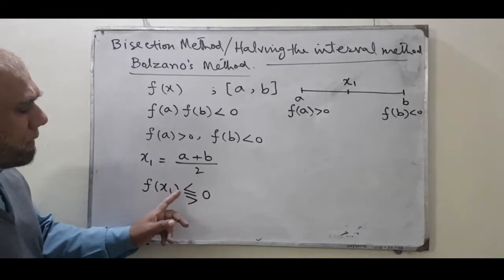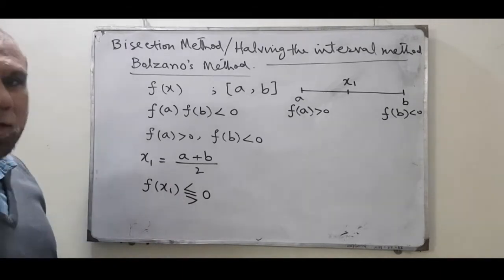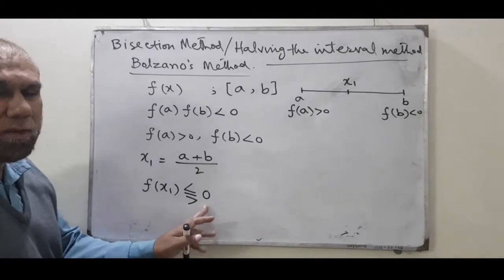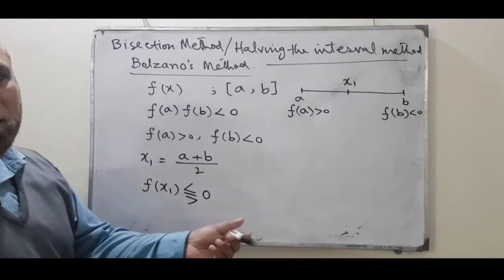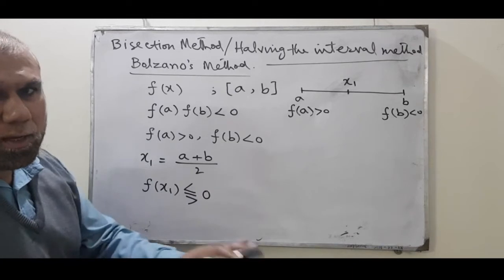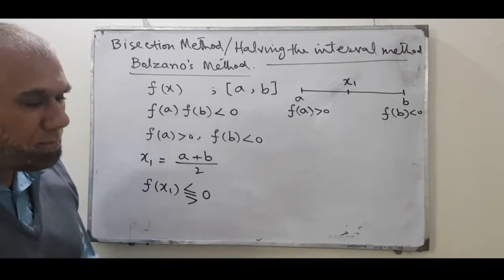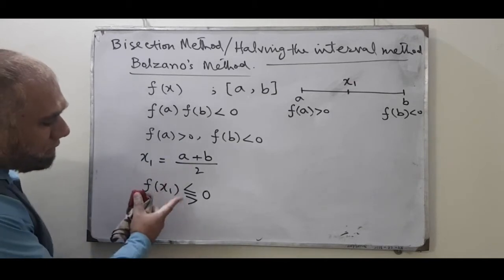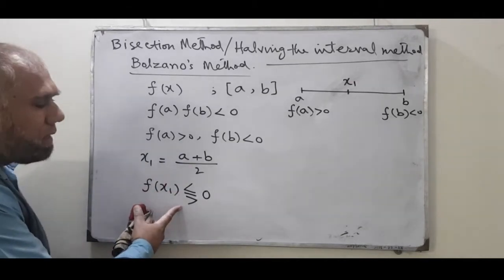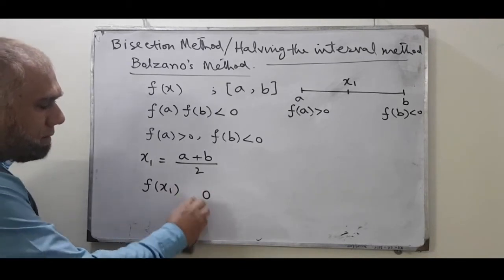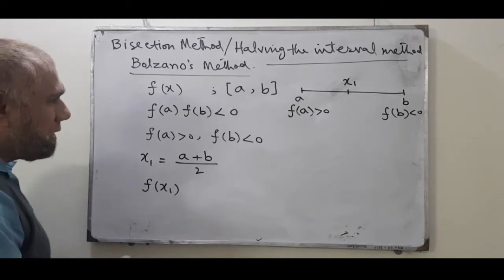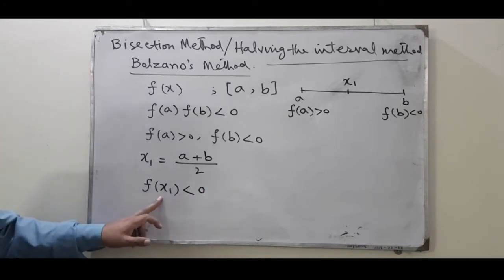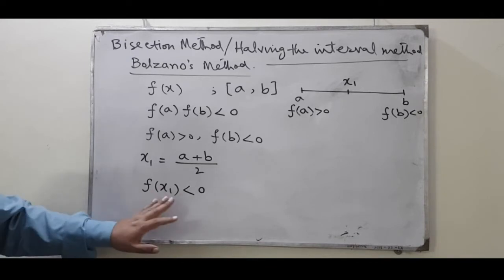We consider the case whenever it is not equal to 0, because if it is equal to 0, then we are at the root and there is no need to go anywhere, because we are at the root which we are actually looking for. So for the time being, we assume that one of these two conditions holds. And for the time being, let's assume the function is having a negative sign of the value at x1.